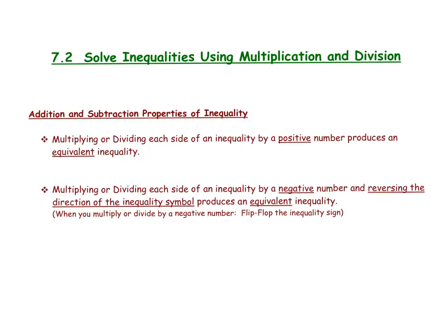So what you're going to do when you multiply or divide by a negative number with inequalities is flip-flop the inequality sign. And that is the key component of this lesson. The rest of the notes is just examples, and there's 13 of them, and we'll go through them as quickly as possible so that you understand, but it's not too laborious.